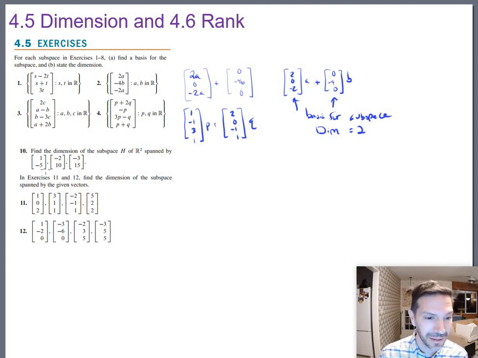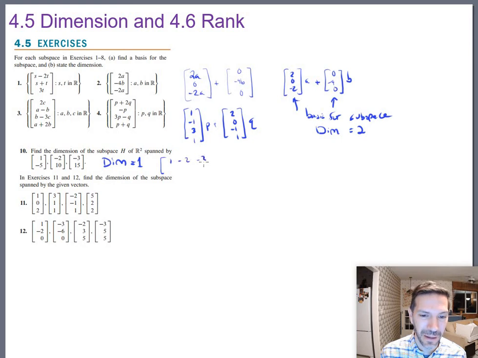However, looking at these, I just happen to notice that negative 2, 10 is negative 2 times the first one, and this is negative 3 times the first one. They're all multiples of each other. So I can see that all 3 of them are, well, 2 of them are linearly dependent on the third one. There's only one linearly independent vector here. So this just has a dimension of 1. I can just see that by inspection.